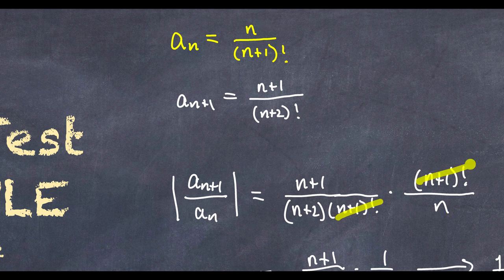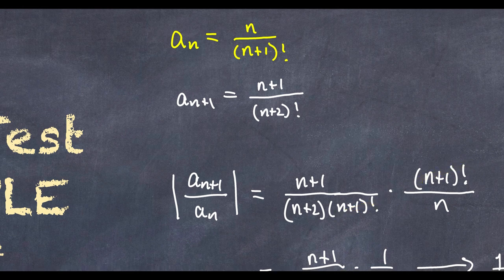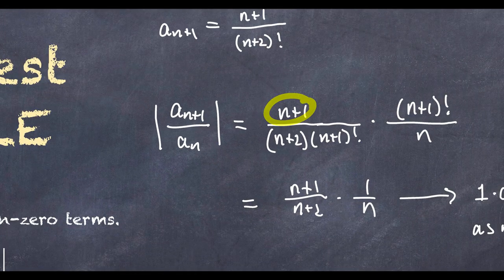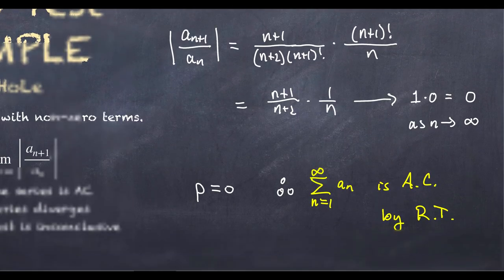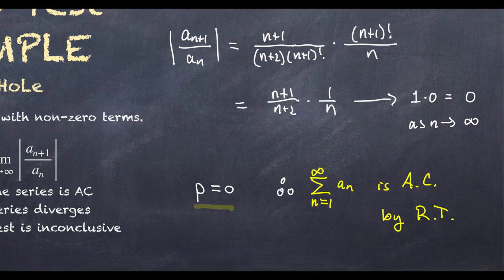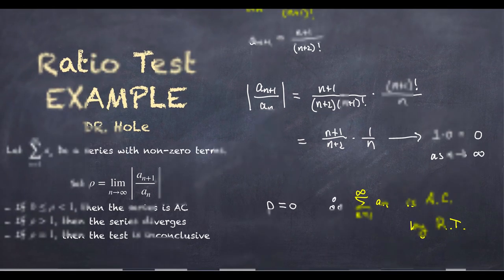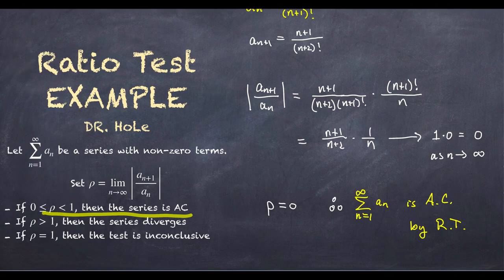With a cancellation, we can see that we're going to come up with n plus 1 over n plus 2, and then 1 over n by itself. That'll limit to 1 times 0, and 1 times 0 is 0 as n is taken to infinity. Very good. What does this give us? Gives us that rho is 0. When rho is 0, that's the absolute convergence case. Yay!